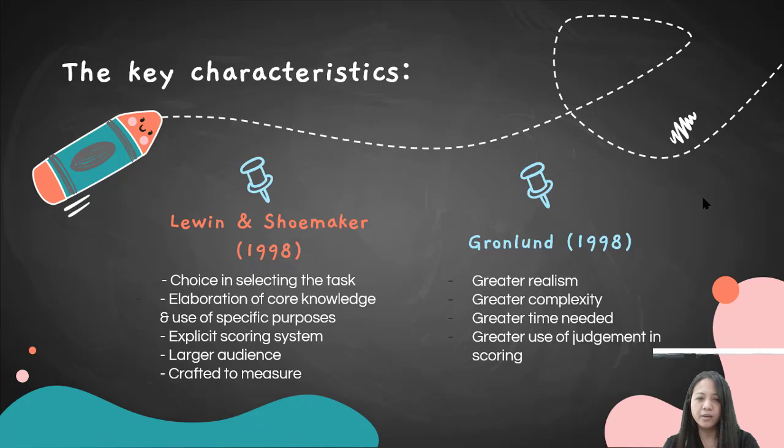And then Gronlund has the four key characteristics: first, greater realism, greater complexity, and then greater time needed, and greater use of judgment in scoring. So according to Gronlund, we need to have the complexity and realism in the rubric, and also need to pay attention to the time needed and how to judge the scoring.